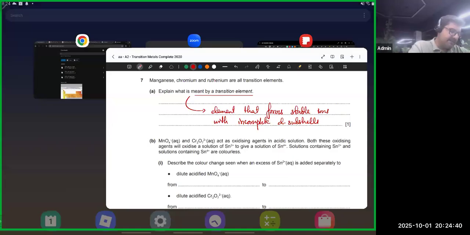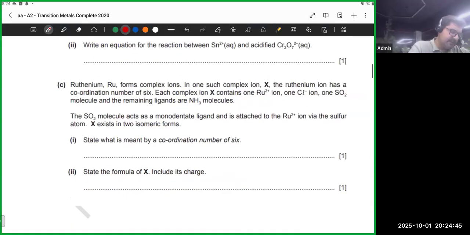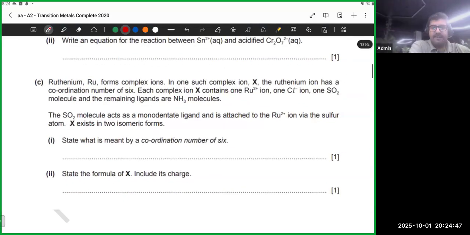So going back to this, we're going to ignore this part, since it is about electrochemistry. But we're going to try and do part C. There's ruthenium, and it forms a complex ion. One such complex ion, X, a ruthenium ion, has a coordination number of 6. Coordination number is the number of coordinate bonds it's going to form. So with 6 bonds, you're going to have an octahedral shape.